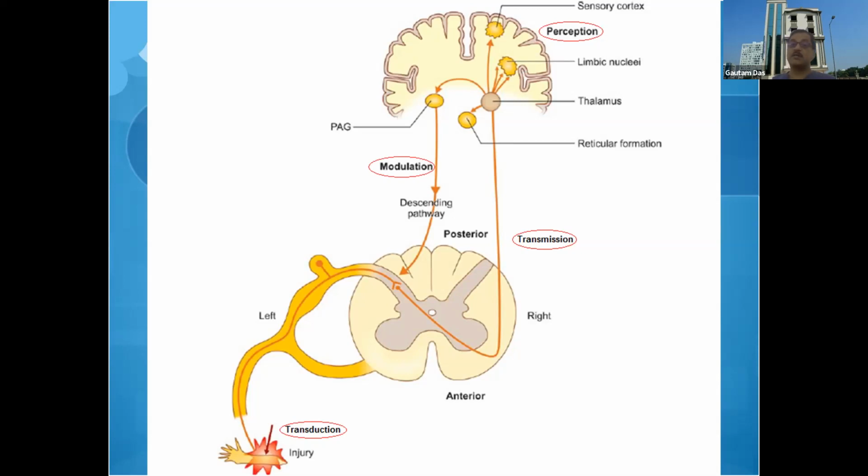The next step is transmission. So through the 3 different neurons: first order neuron, second order neuron, third order neuron.